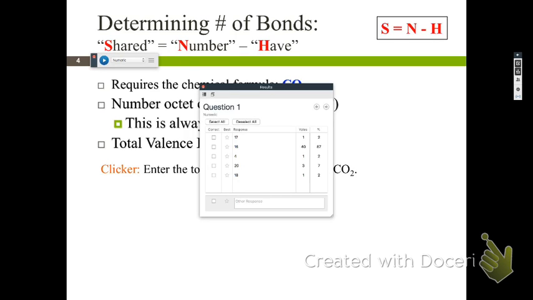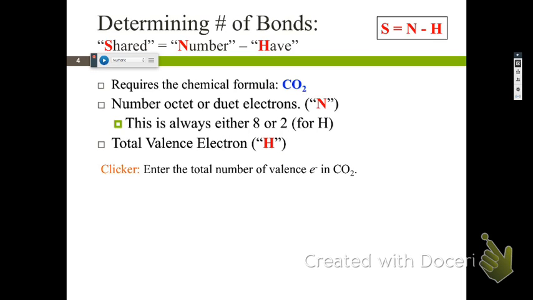And 87% of us got there. So we have 16 valence electrons in CO2. And the question is, where are they going to go? How many of those are going to be used for bonding, and how many of them are going to be used for other things?